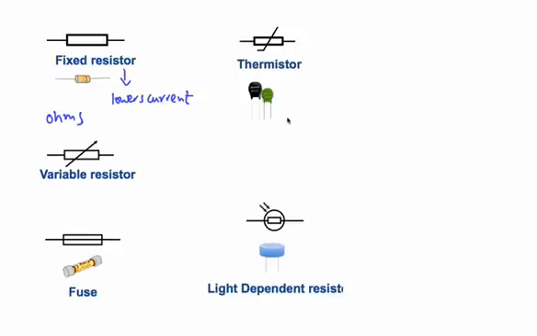The other one we've got is something called a thermistor, and this is really a heat sensor. It's a type of resistor, and what it does is when there is a higher temperature, it allows more current to flow through it. Okay, and this can be used for automatic systems like a thermostat.